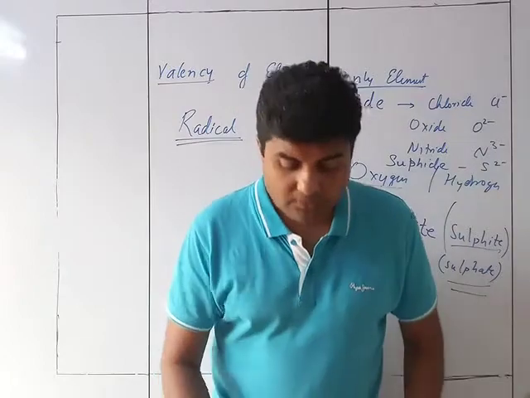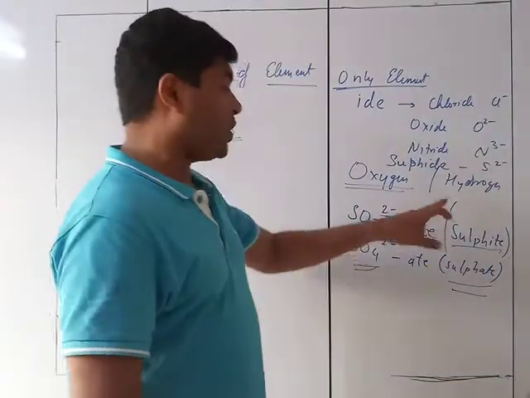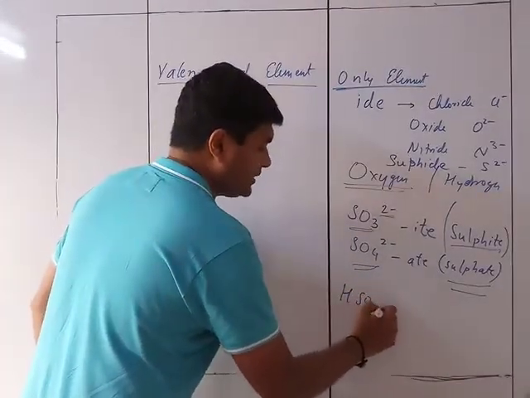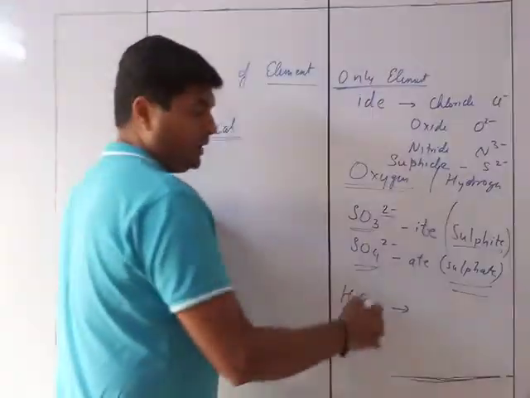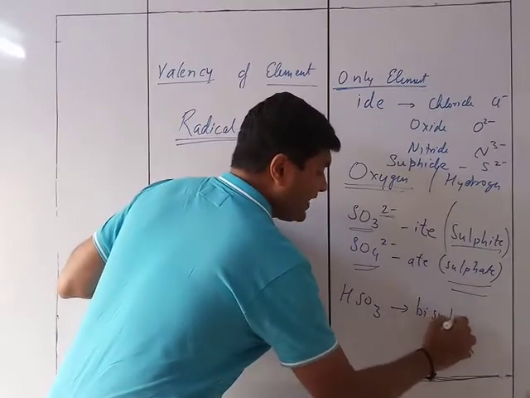Now similarly, if hydrogen is also involved, like if it is HSO3, then it is just a bi added as a prefix. So it will be bisulfite.